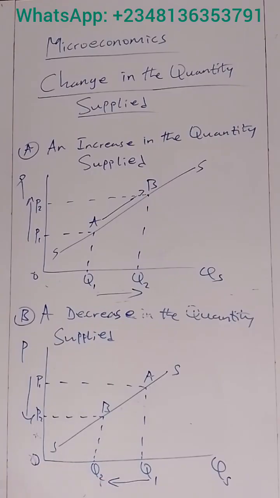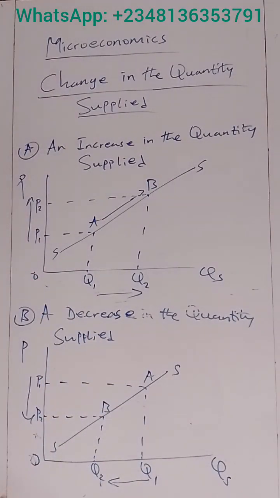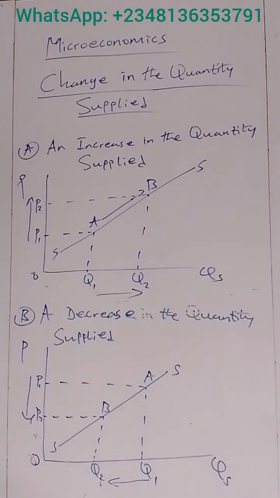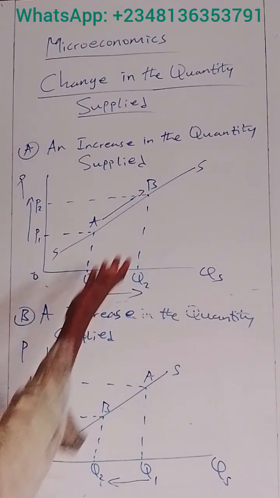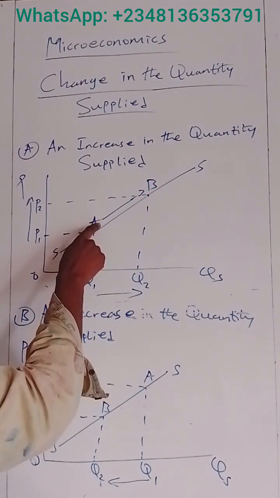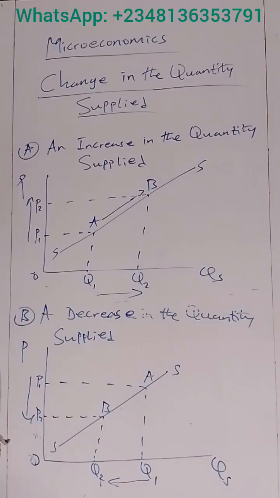Movement along the same curve from point A to point B here, and the quantity supply has reduced from Q1 to Q2. So the conclusion or the summary is that the main cause of a decrease in the quantity supply is a decrease in the price of the commodity. Okay, you can also see from here there is a movement along the same supply curve from point A to point B. That is the case of a decrease in quantity supply.